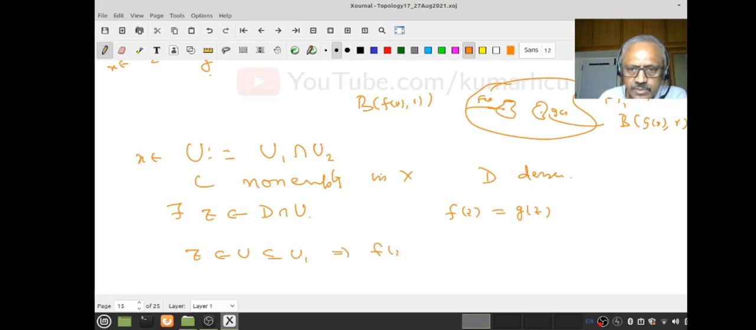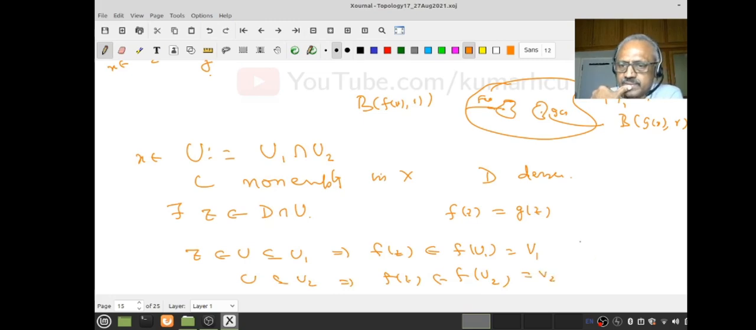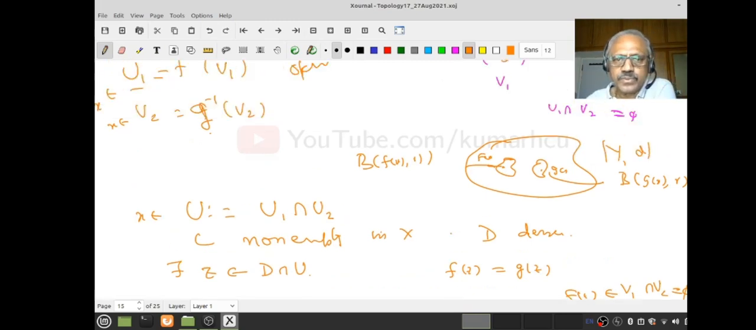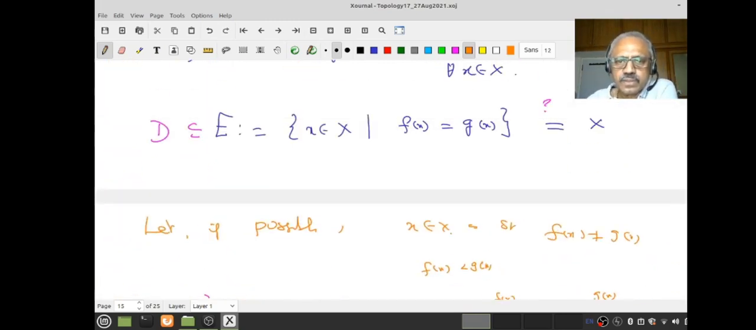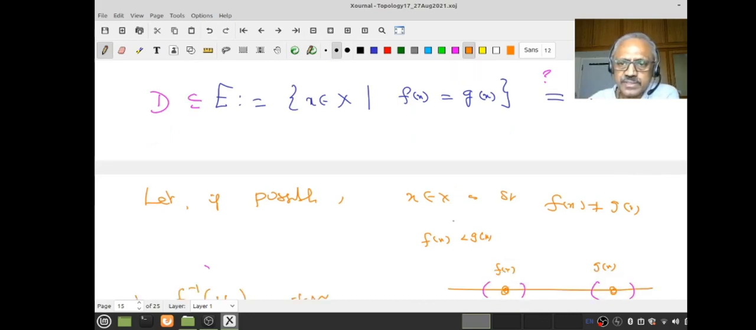This means Fz belongs to F of U1, which is V1. And similarly, Fz belongs to F of U2, and that is V2. That means Fz belongs to V1 intersection V2, which is the empty set. So this is a contradiction. Therefore, what did I prove? I proved that there is no such x. That means given any x in X, Fx must be equal to Gx.